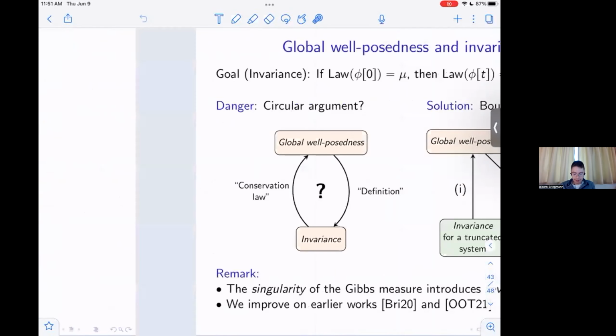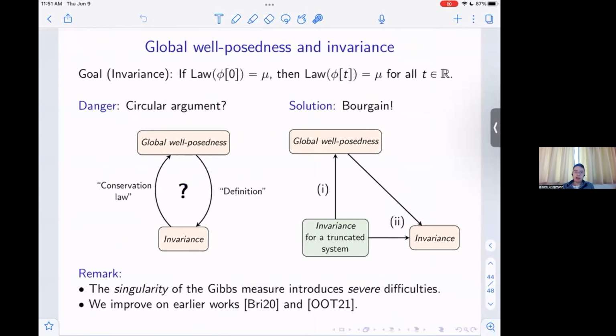Okay, so ultimately, we want to prove global repulsiveness and invariance, right? So just to remind you what this means, invariance means that if the law of our initial data is given by this Gibbs measure, then the law of the solution at later times should still be given by this Gibbs measure, right? Now, if I want to prove invariance, I need to know global repulsiveness, right? Because if I don't know that phi of 1, let's say, exists, how am I ever going to say anything about its law? I don't even know that it exists, right? So I need global repulsiveness in order to even write down the definition of invariance.